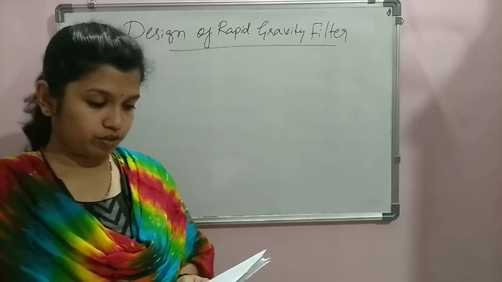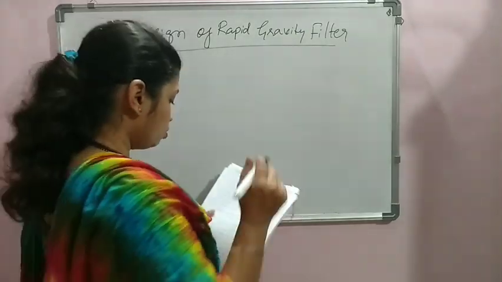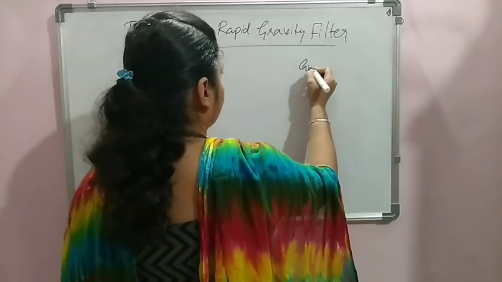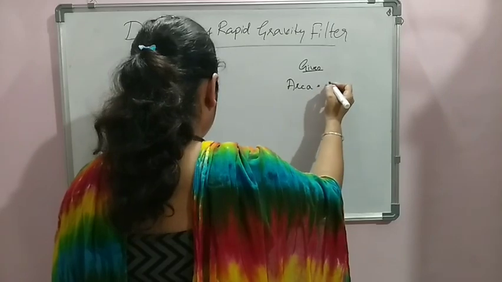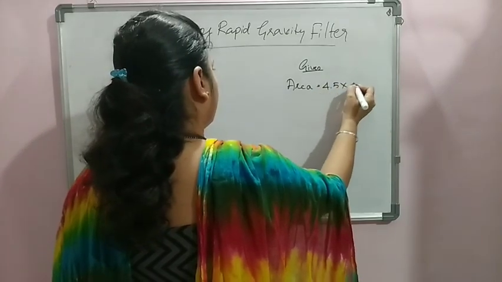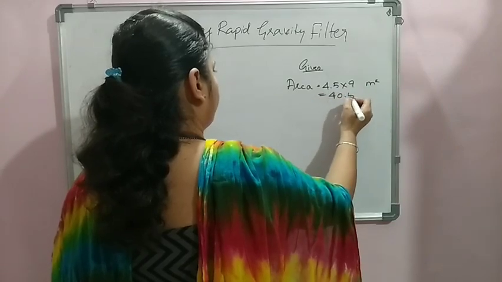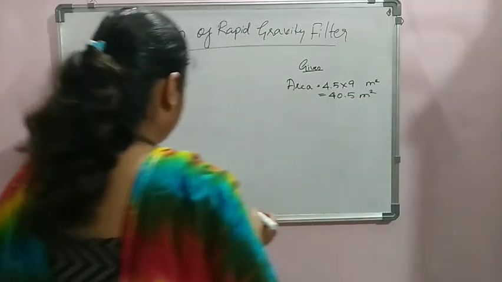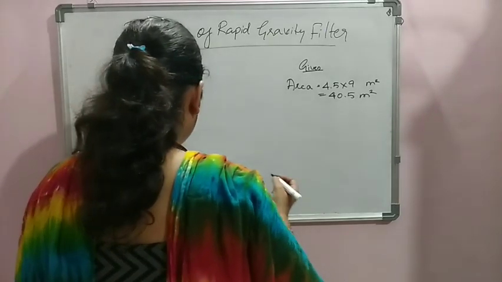This is the question. So the area has been given in the question. So first, let us write the given area. Area is given as 4.5 by 9 meter square, which is supposed to be 40.5 meter square. Okay. Next, the next data that is given is the filtered quantity.